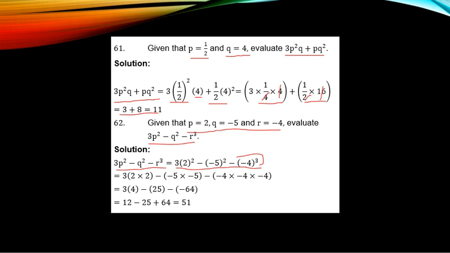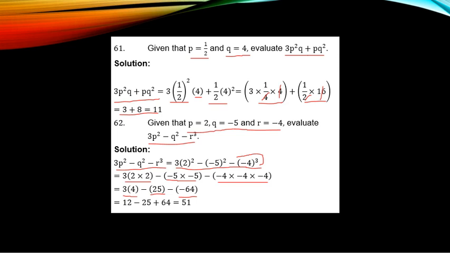So 2 squared here means 2 times 2, minus 5 squared means minus 5 times minus 5, minus 4 cubed means minus 4 times minus 4 times minus 4. So 2 times 2, you have 4, minus 5 times minus 5 is plus 25, minus 4 times minus 4 is plus 16. Plus 16 times minus 4 becomes minus 64. That is why I didn't rush it, just break it down for you to see.